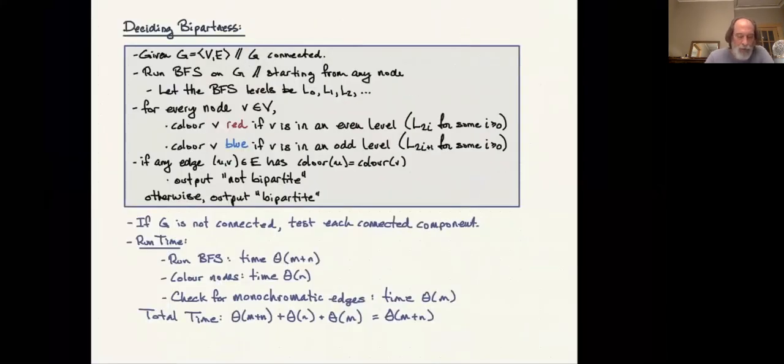So this leads us to a proposal for an algorithm. Given a graph G, and we'll assume for now that G is connected, run breadth first search on G. We can start from anywhere we want to. Suppose the BFS levels are L0, L1, L2, etc. Then we're going to color the nodes: for every node V, we'll color it red if it's in an even level, and we'll color it blue if it's in an odd level.